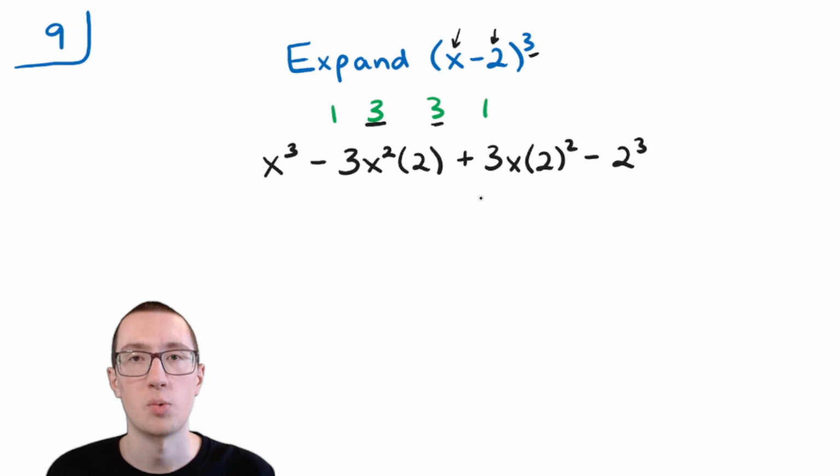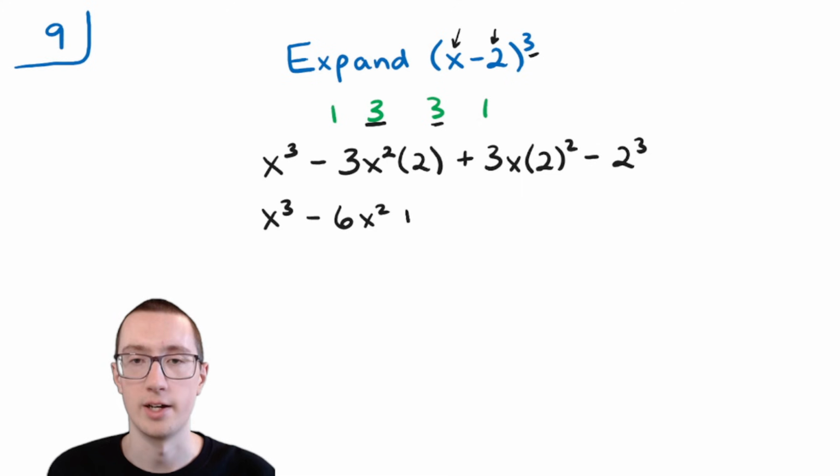So let's go ahead and simplify what we have here. X to the third, you can't really do anything with that, so that's x to the third, minus, and now we have 3 times 2, which is 6, x squared, plus, and now we have 2 squared. 2 squared is 4, times 3 is 12, because 4 times 3 is 12. So we have 12x, and then we have minus 2 to the third, that's 2 times 2 times 2. 2 times 2 is 4, times 2 is 8. So we'll have 8 here. And there you go. This is our expansion.